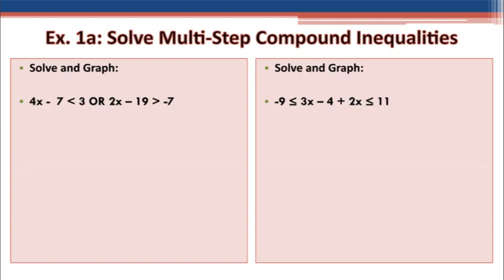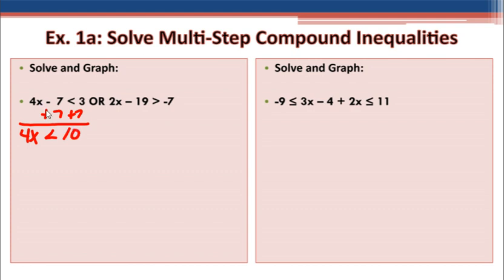Let's take a look at our first type of example here. Here's a solving graph. We have two multi-step inequalities to solve. This one is a disjunction because it has a keyword or in it. So let's do one inequality first. I need to get 4x by itself, so I'm going to add 7 to both sides, and I have 4x is less than 10.